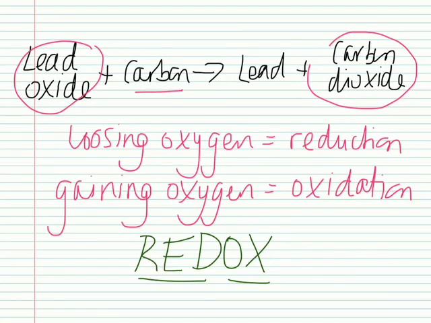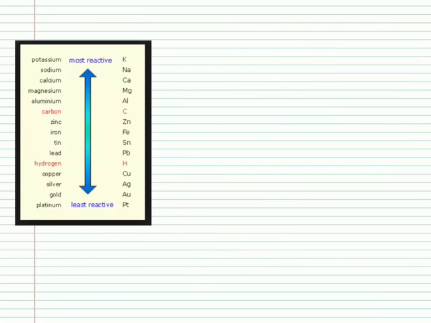The lead oxide loses oxygen, it's reduced to form the lead, which is what we're trying to extract. The carbon gains oxygen to become carbon dioxide and is oxidized. Together, it's a redox reaction. Remember, in exactly the same way, any of the metals that are below carbon, that are less reactive than carbon, can be extracted from their ores in this way, through reduction with carbon.